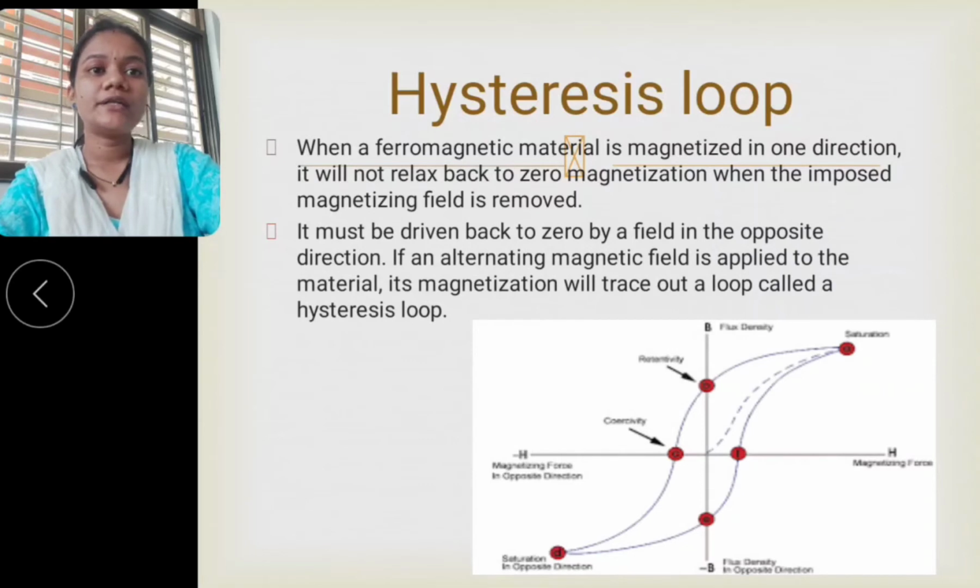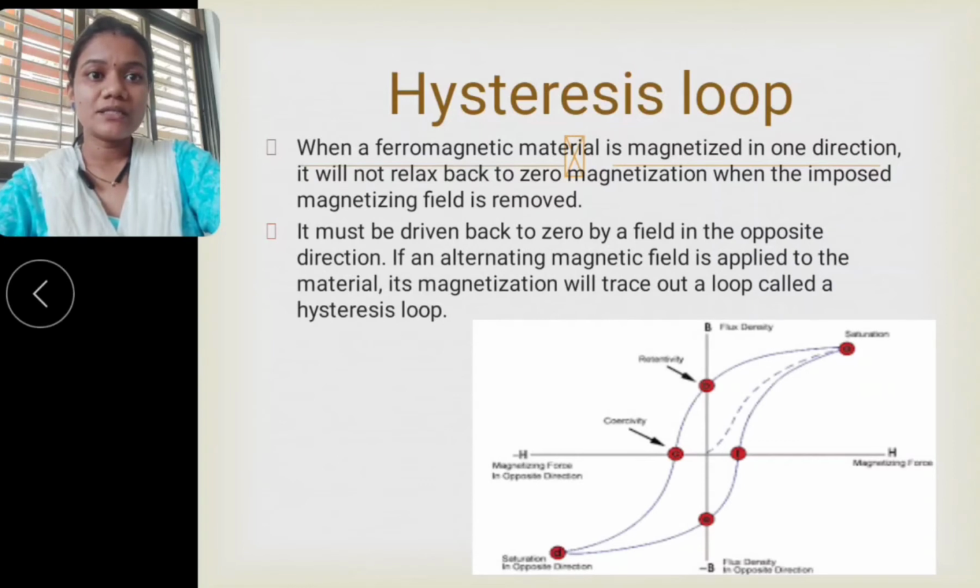When a ferromagnetic material is magnetized in one direction, it will not relax back to zero when the imposed magnetizing field is removed. It stays magnetized in one direction, so it will not go back to zero by itself. It must be driven back to zero.